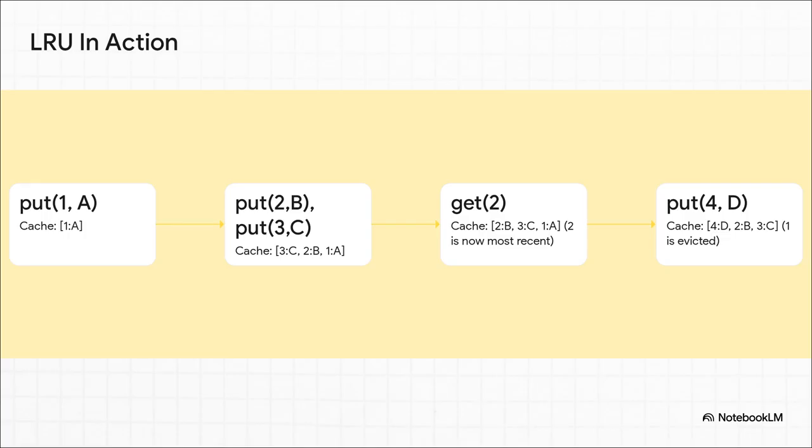Finally, step 5, the cache is full, and we need to add item 4. What does LRU do? It looks at the very end of the list, the least recently used item, which is poor old item 1, and that's the one that gets evicted.